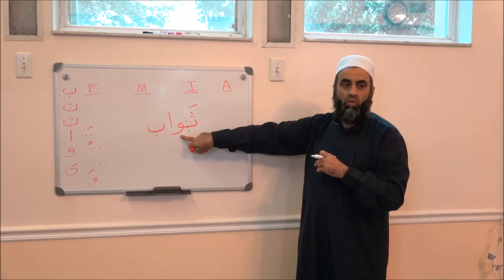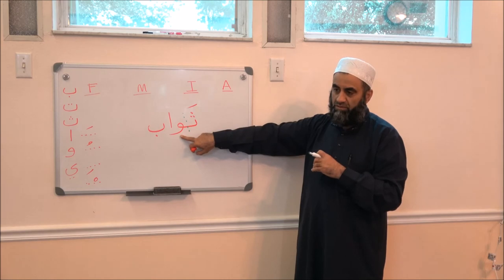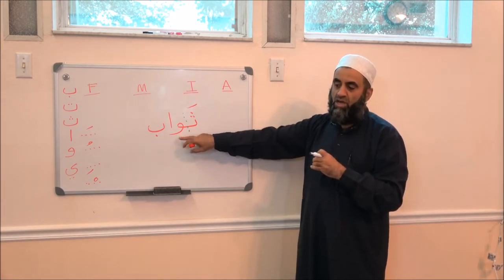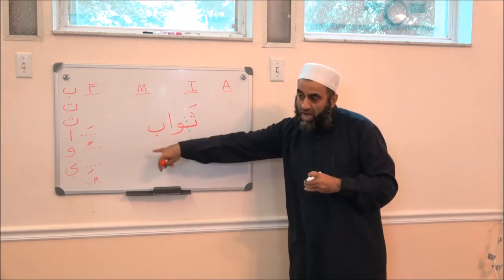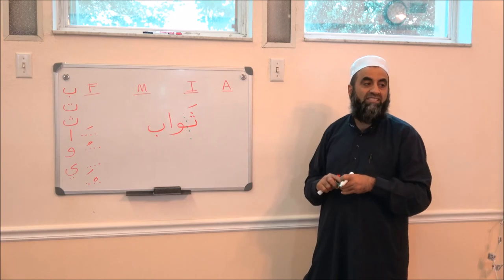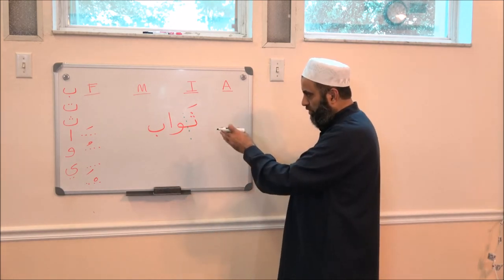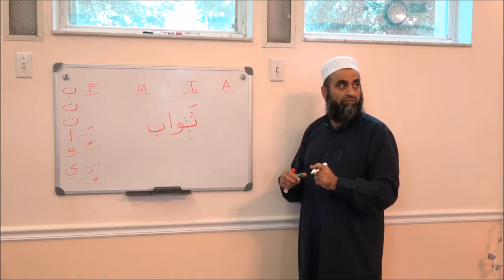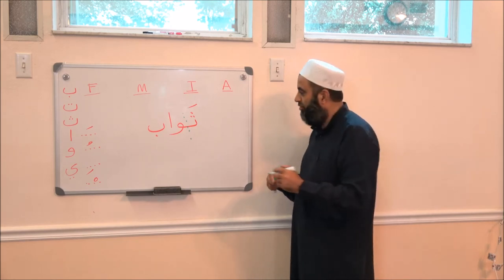Now this waw did not sound as a long vowel, because I will explain to you the conditions for it to sound "oo". So I don't say tha-oo, it's thawab. It's going to sound like a W. So let me introduce this idea and I'll finish here, inshallah. I think in four minutes we will complete the hour, right? Am I correct? Okay.